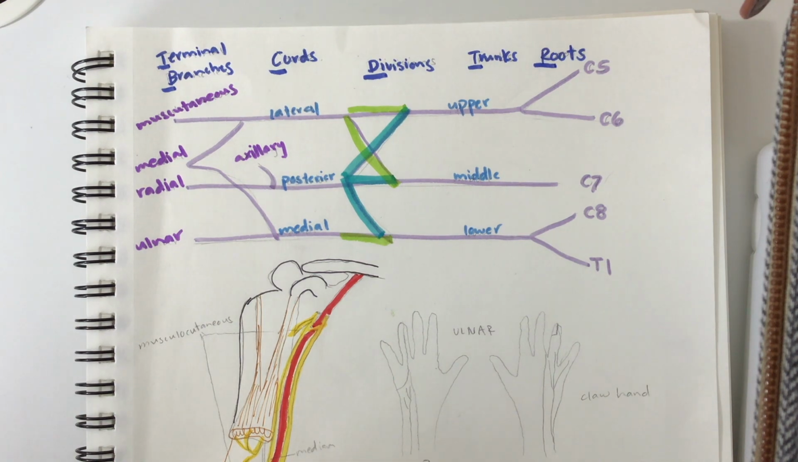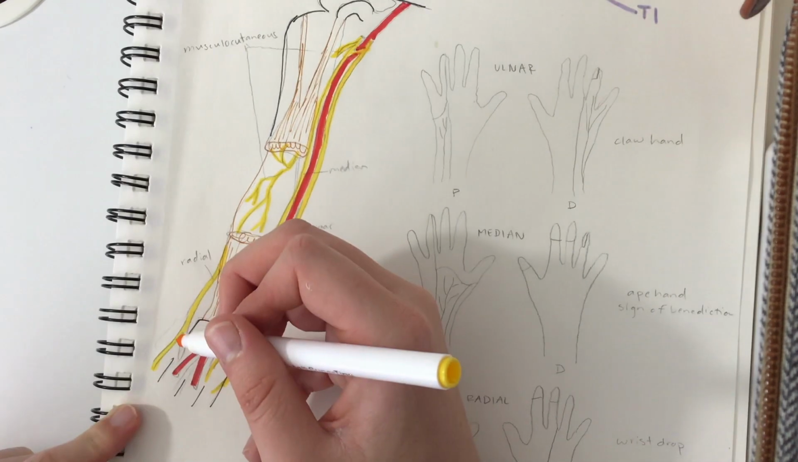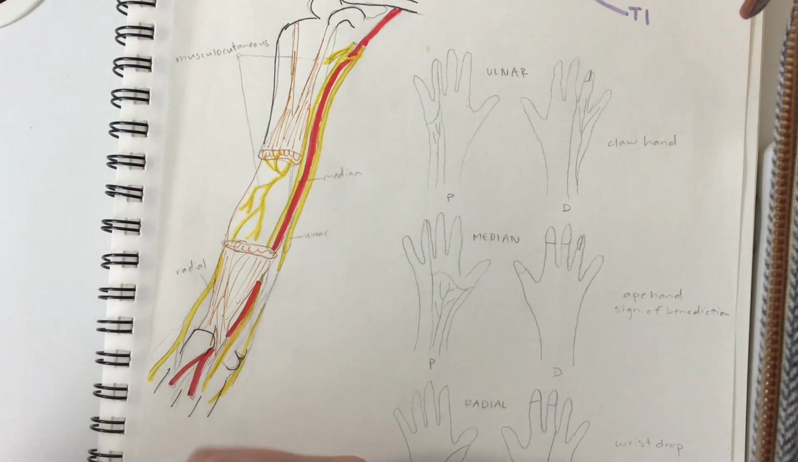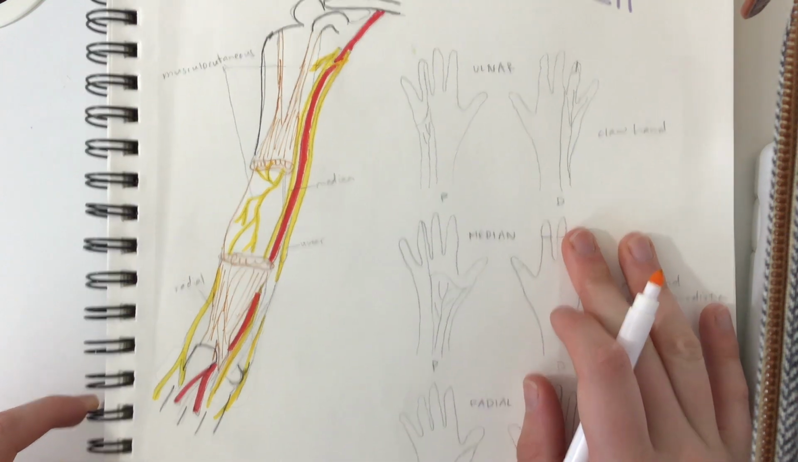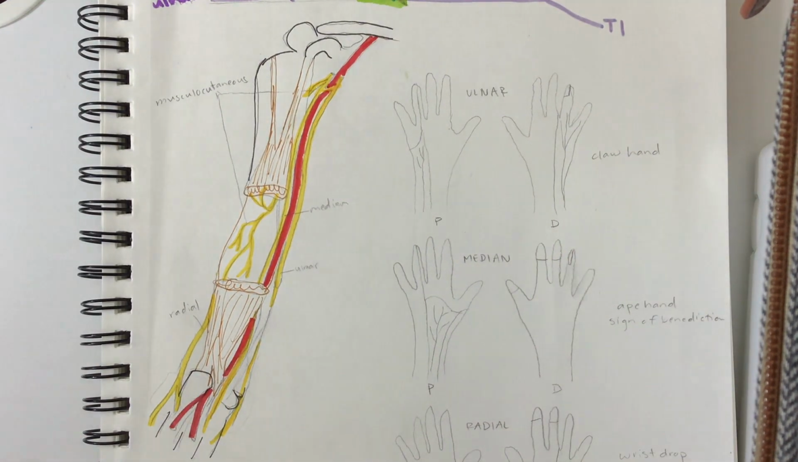And then the other yellow I drew were the median and the ulnar, on the medial side of the arm. And then on the lateral side, you see the radial nerve coming out and going down. And then at the very bottom, you see the elbow where the artery bifurcates and the nerves are.